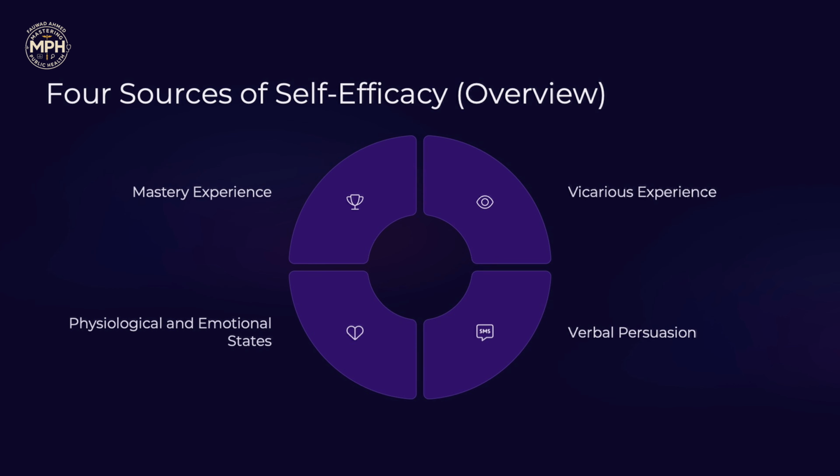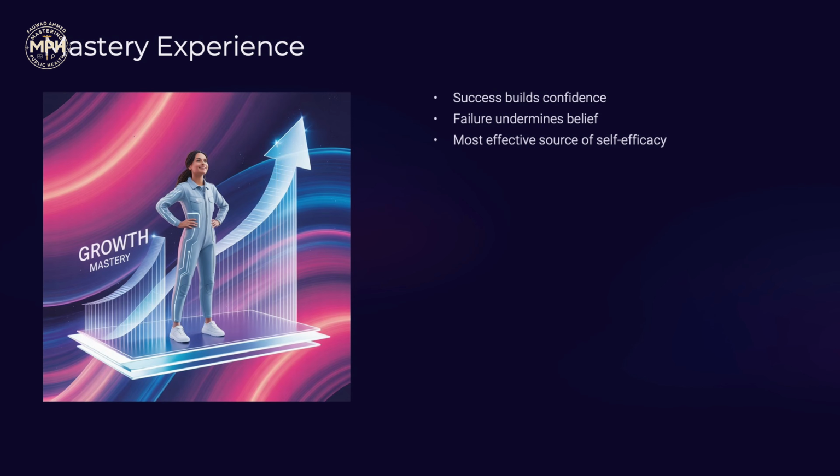Third is the four sources of self-efficacy. Bandura identified four key ways that self-efficacy is developed or changed. The first source is mastery experience. This is the most powerful. When people succeed at something, their confidence grows. Repeated success builds belief in one's ability. Failure, especially early on, can undermine it. For example, someone who successfully manages their blood sugar through diet feels more capable of continuing that behavior.